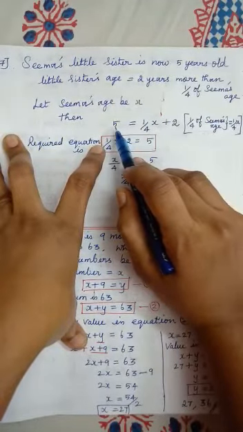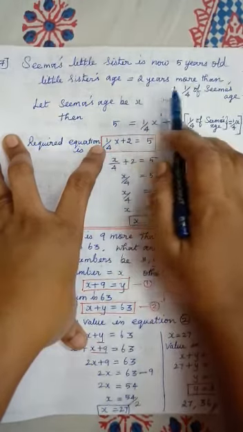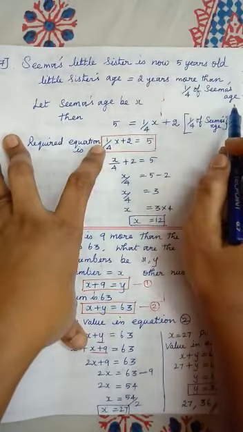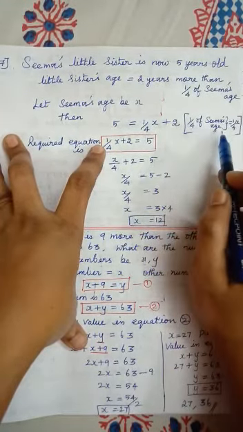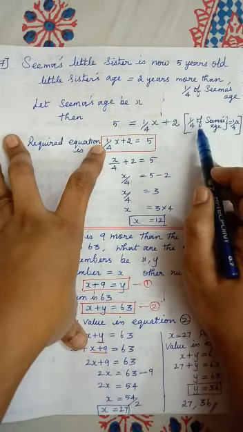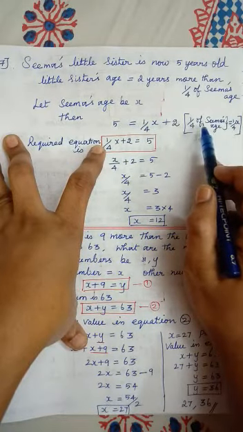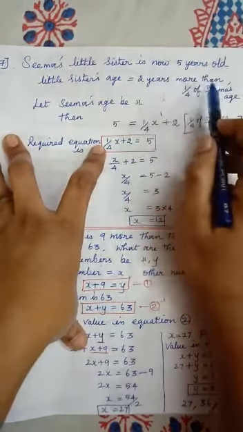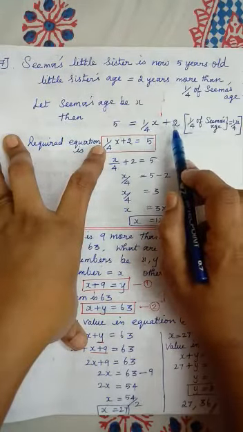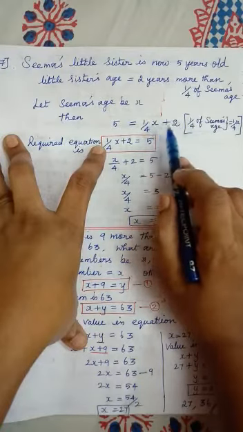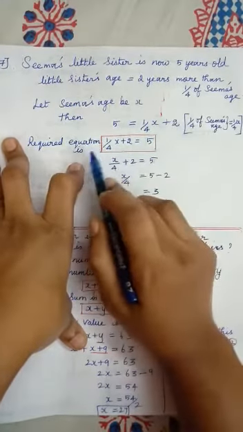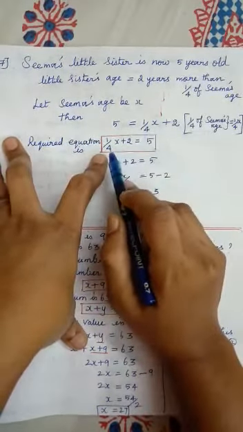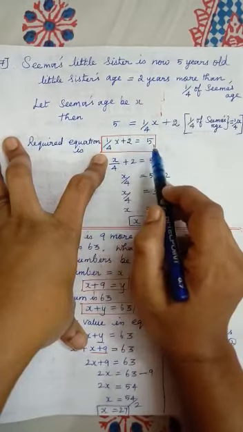So I have written 5 on the left hand side. 2 years more than 1 by 4 of Seema's age. 1 by 4 of Seema's age means 1 by 4 into x. Of means multiplication. Two years more than, so I have written plus 2. So 1 by 4 into x plus 2. The required equation is 1 by 4 of x plus 2 is equal to 5.